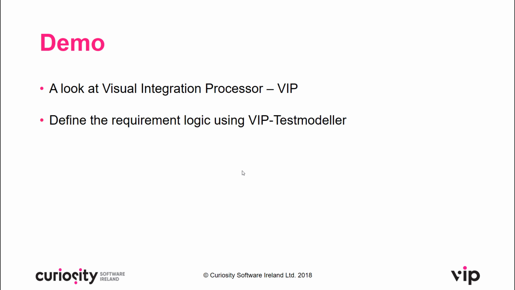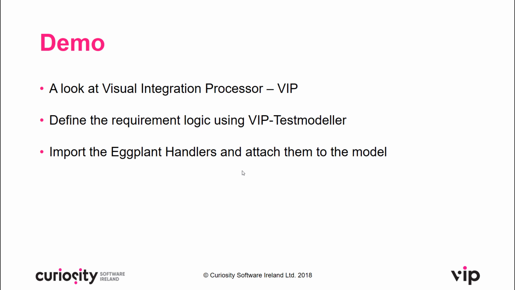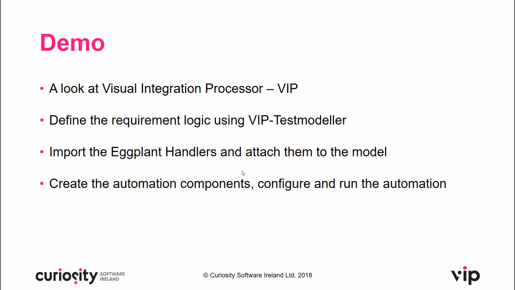So the demo is made up of 5 components. First of all, a quick look at Visual Integration Processor, so you kind of understand what it is. Define the requirement logic using VIP Test Modeler. Then we're going to import the Eggplant handlers and attach them to the model. We're going to create the automation components, configure and run the automation, and actually pass the results back into the model. And finally, we'll just have a quick look at the test data preparation facilities available inside VIP.